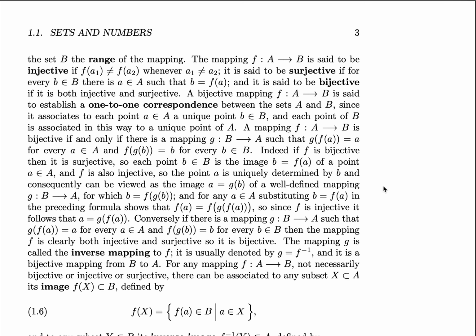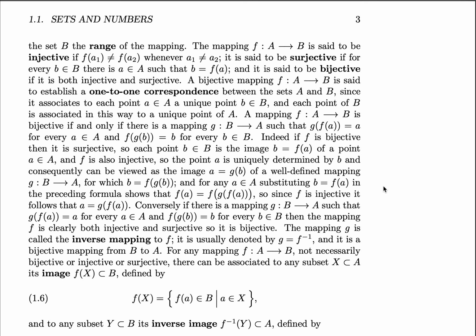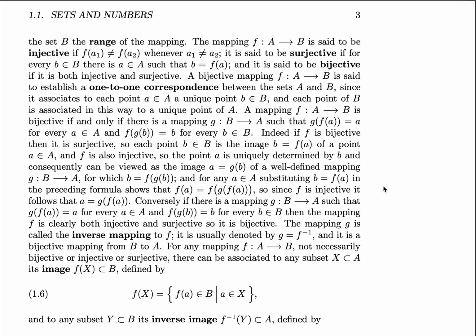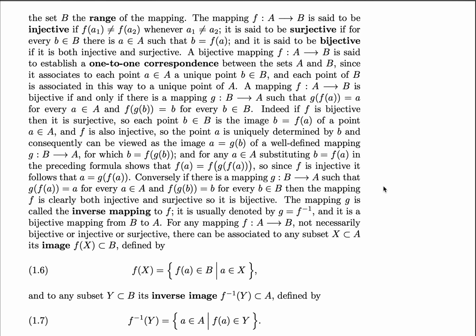A mapping f from A to B is bijective if and only if there's a mapping g from B to A, such that g(f(a)) is equal to a for every a in A, and likewise that f(g(b)) is equal to b for every b in B. Indeed, if f is bijective, then by definition it must be surjective, so each point b in B is the image b equals f(a) of a point a in A. However, since f is also injective, the point a is uniquely determined by b, and consequently can be viewed as the image a is equal to g(b) of another well-defined mapping, g from B to A, for which b is equal to f(g(b)).